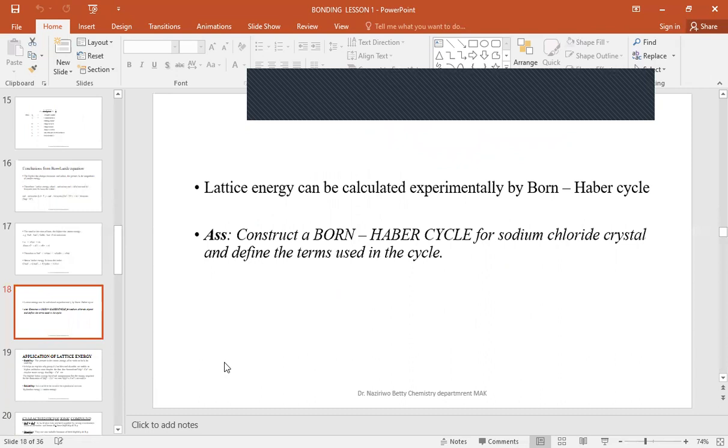Lattice energy can also be calculated experimentally by the Born-Haber cycle. Since you studied this Born-Haber cycle in first year extensively, I will not cover it in this topic, but I can give an assignment, which is: construct a Born-Haber cycle for sodium chloride crystal and define the terms used in the cycle.